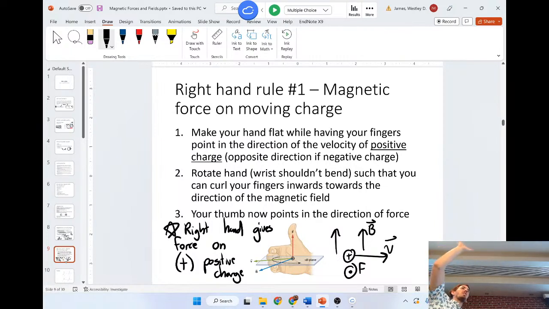So, make certain you're using the right hand for positive charges. If the problem is a positive charge, use the right hand. If it's a negative charge, either just say my answer is backwards, or if you really want, you can use the left hand. I would just use the right hand for everything, and your answer will be opposite for negative.